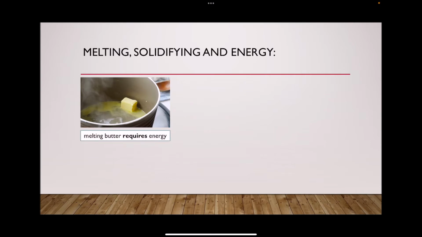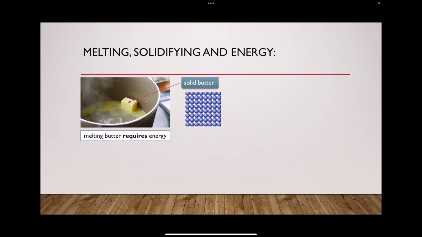And we can exemplify this when we look at butter. So melting butter, turning solid butter into liquid butter, requires energy. We all know this from our daily life experience, and that's why we put butter into the hot pan when we want to melt it and not into the deep freezer. But why does the process of melting obviously require energy?